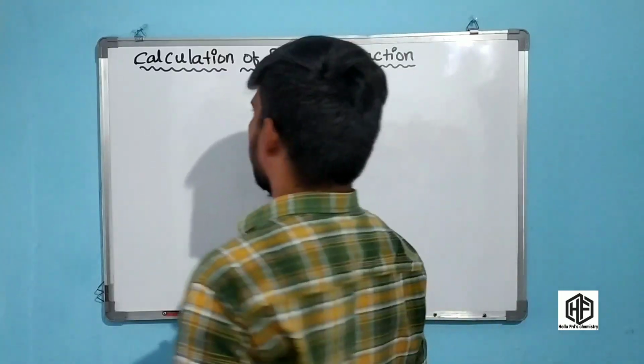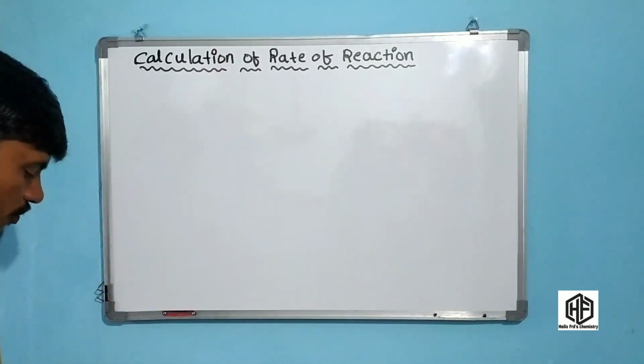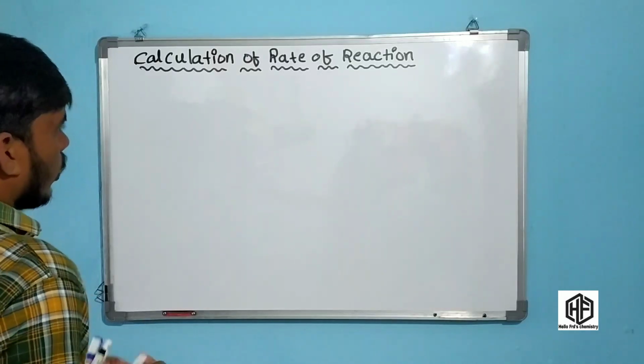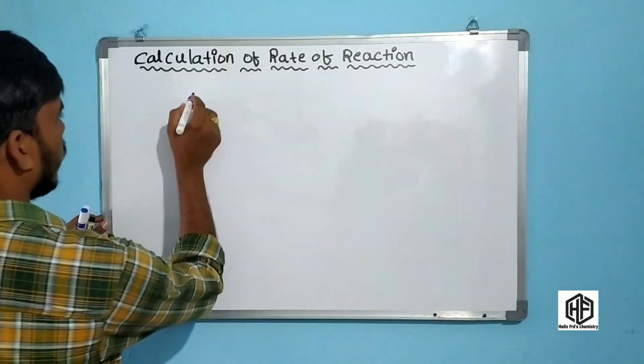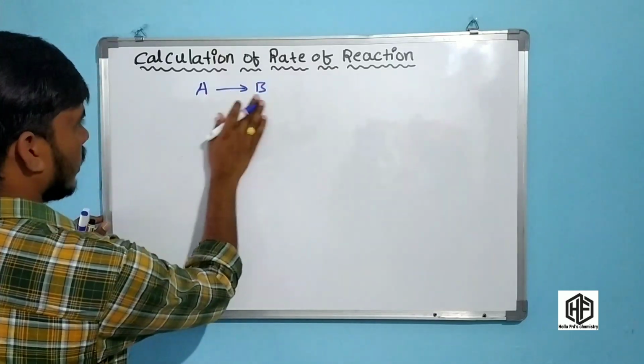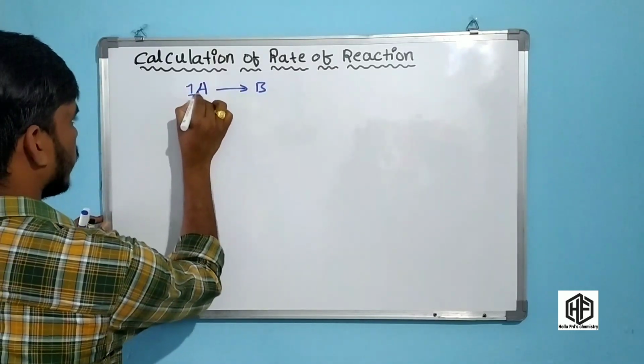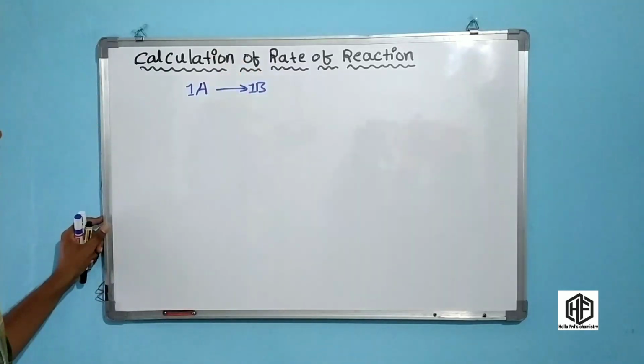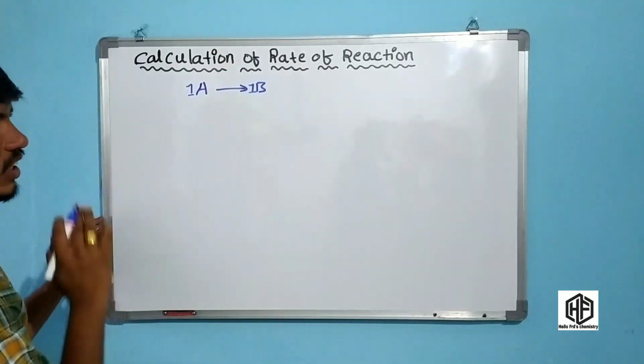Friends, in this video I am going to talk about calculation of rate of reaction. Now we have to consider a general chemical reaction. The reaction is A gives B. These are the reactant and product, and the stoichiometric coefficients are 1 and 1. Now, how do we calculate the rate of reaction?